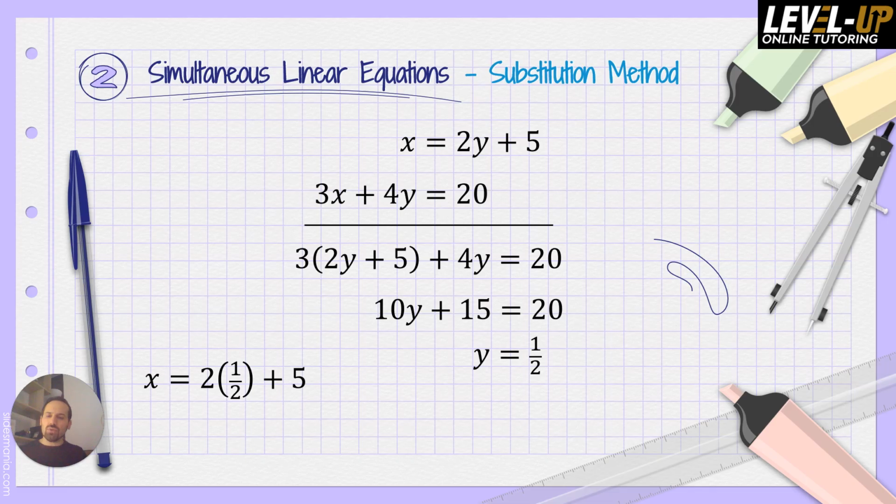So we've got x equals 2 times a half plus 5. 2 times a half is just going to be 1, isn't it? So x equals 1 plus 5, which is 6. So there we go. We get the solution using the substitution method.